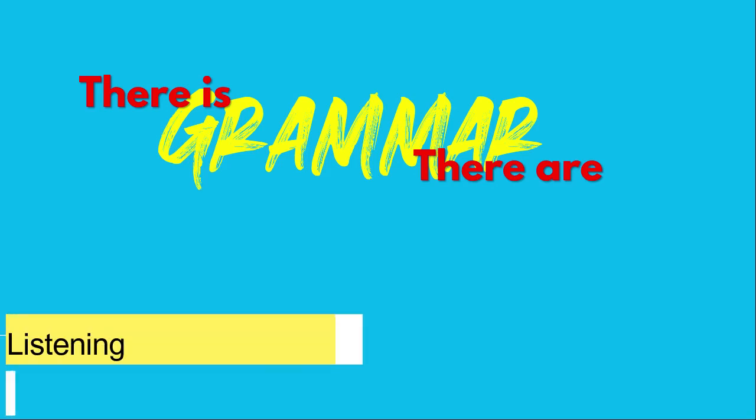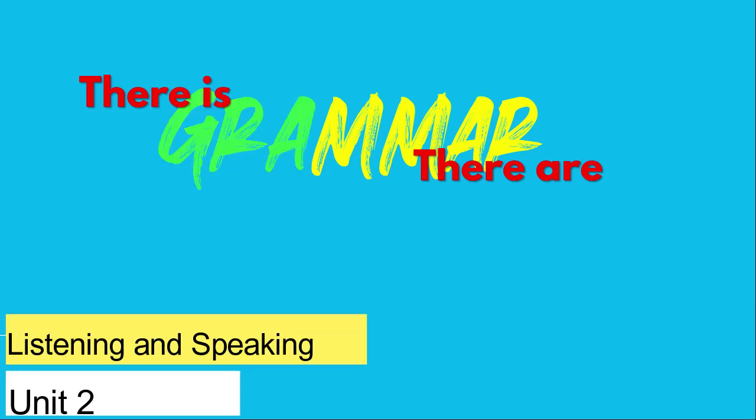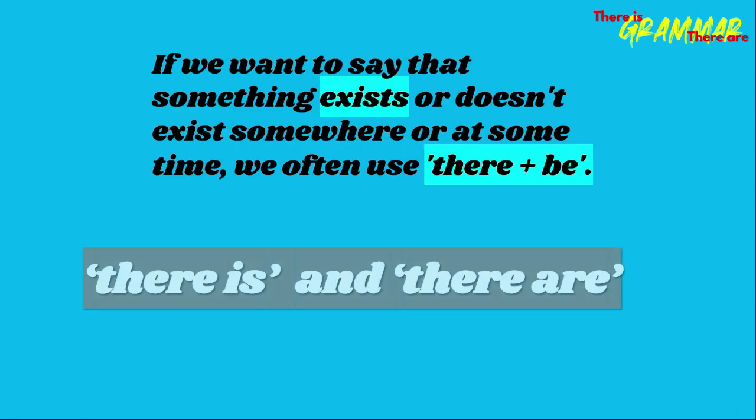Welcome to today's session. We'll be looking at there is and there are. If we want to say that something exists or doesn't exist somewhere or at some time, we often use there plus be. There is and there are.